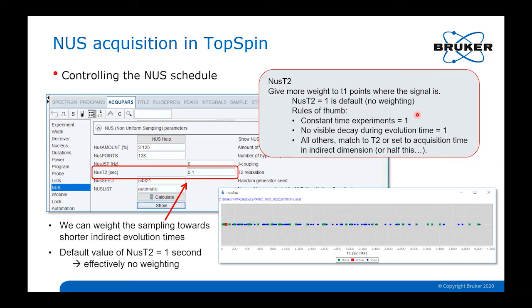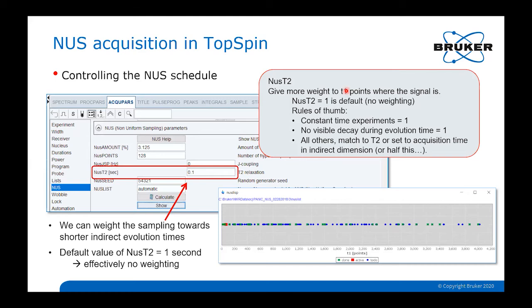I talked about the T2 weighting earlier. That can be useful, especially if we're going out to extremely long acquisition times for a small molecule, or can often be very useful for a biomolecule, which is going to relax a lot faster. The default value for this NUS T2 is 1 second. Because the acquisition times in the indirect dimension are usually more on the order of tens of milliseconds, 1 second is infinitely long relative to that. So 1 second really effectively means no weighting.